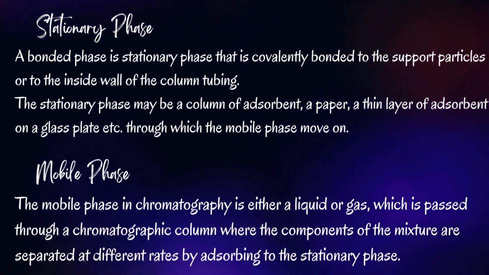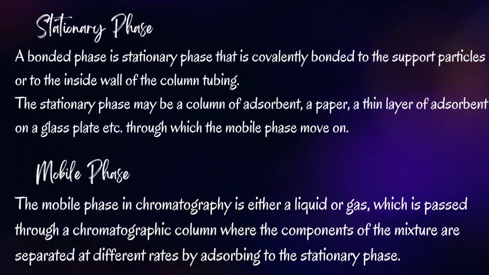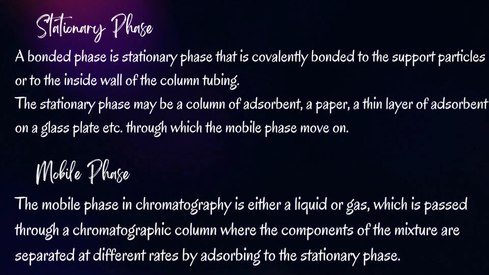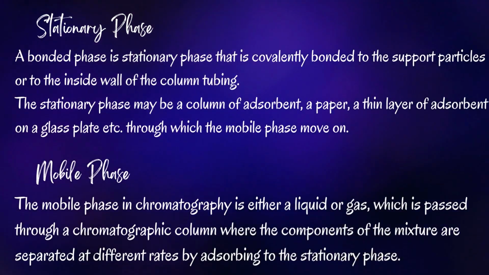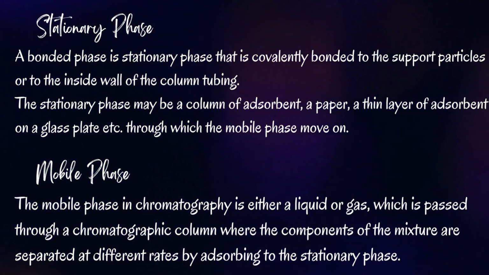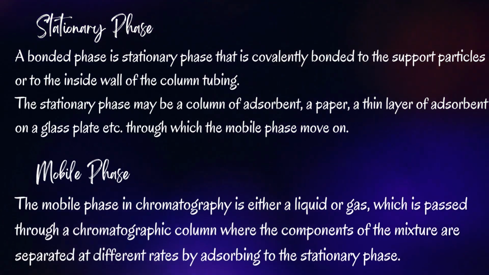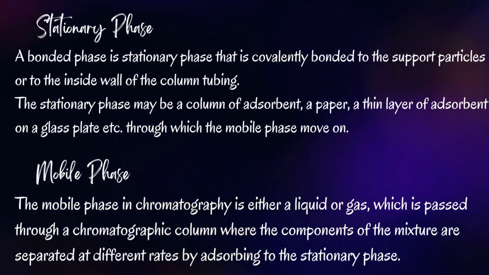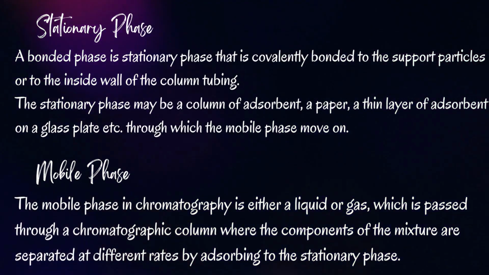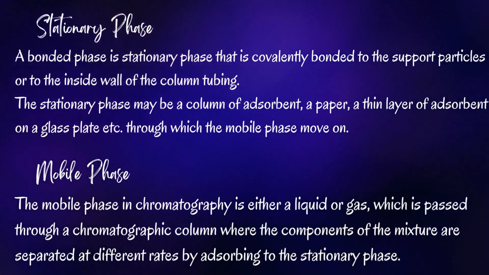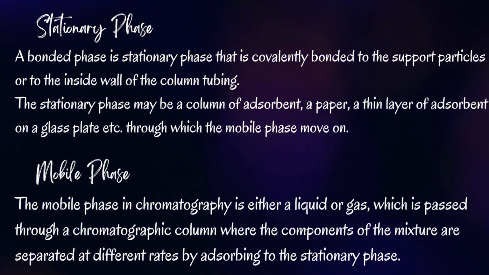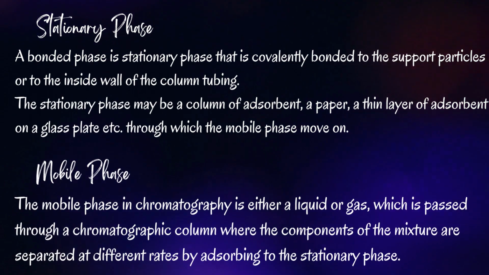Stationary phase and mobile phase. Stationary phase in chromatography is the one which does not move with the sample, whereas mobile phase in chromatography is the one which moves with the sample. The stationary phase may be a column of adsorbent, a paper, a thin layer of adsorbent on a glass plate, etc., through which the mobile phase moves on.